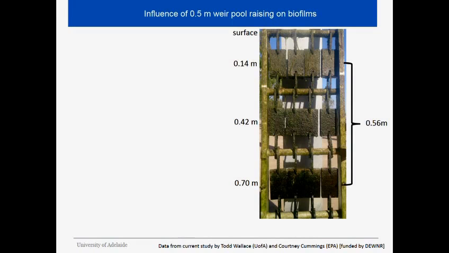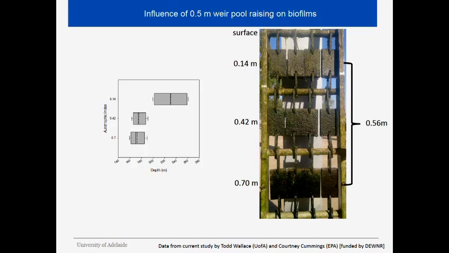Part of the experiment we wanted to see was, is a 50 centimetre change in water level sufficient to drive a change in biofilms? And this apparatus here is a good old trusty aluminium ladder with some blocks bolted onto it down through the water column. So this is our surface block, and this is the sort of change in water level we expect to see from these weir pool manipulations.